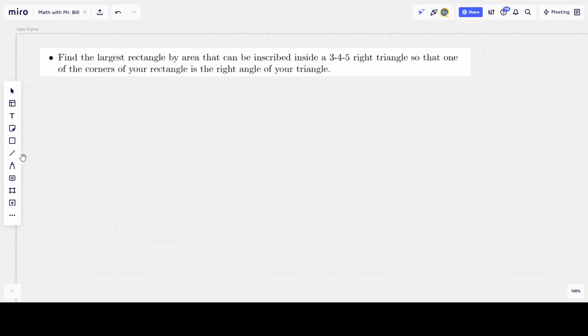Today we're going to be working on an optimization problem. So let's jump right in. Today we're asked to find the largest rectangle by area that can be inscribed inside a 3, 4, 5 right triangle, so that one of the corners of your rectangle is the right angle of your triangle.